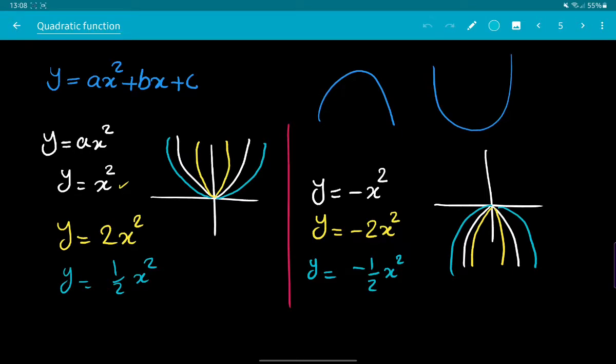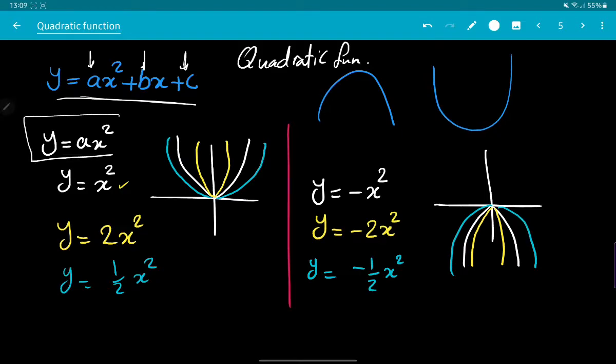The first topic in Algebra 2 is the quadratic function. It takes this standard form, y equals ax² plus bx plus c. I told you in the class that a, b, c control the behavior of the graph. For example, in the first case, if it's y equals ax², so no b, no c, they are 0.